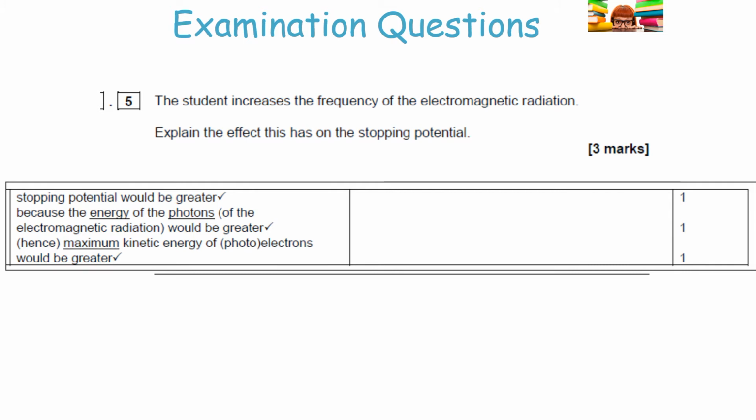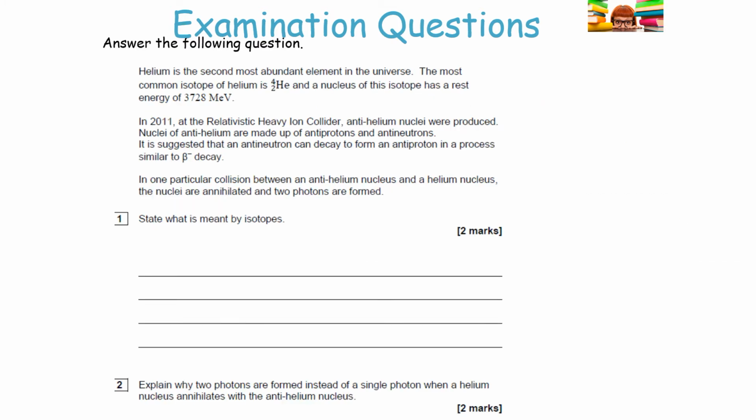The electrons are emitted at a faster speed. There's the same number of them because it's one photon to one electron, but they're moving now with the faster speed. So that tells us the potential needed to stop them is going to be larger. So because the energy of the photons is greater, then the kinetic energy of the photoelectrons is therefore larger, therefore the stopping potential will be greater. Let's look at the next question.